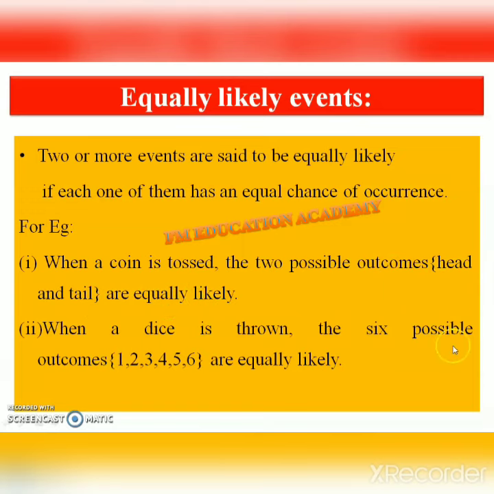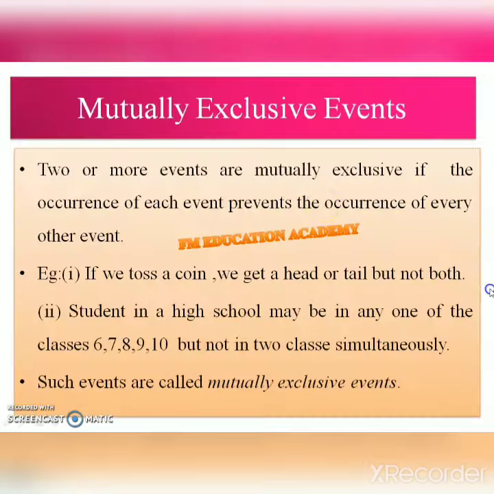Similarly, when we throw a die, the 6 possible outcomes are 1, 2, 3, 4, 5, 6. So the chance of getting 1 is the same as the chance of getting 2, right? The chance of getting 3 is the same as the chance of getting 4. Similarly, we have an equal chance of getting 6, right? There is nothing written on it that we should get a 2 or 3 or 4. All have an equal chance of coming. Such events are called equally likely events.